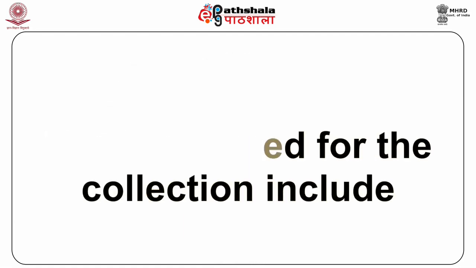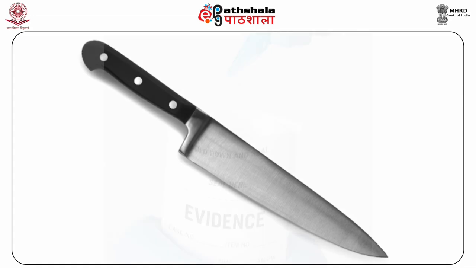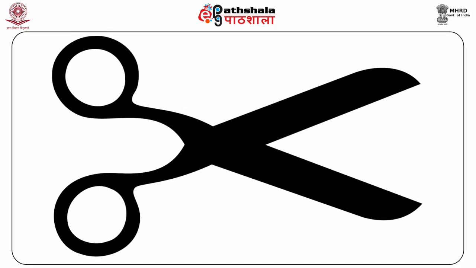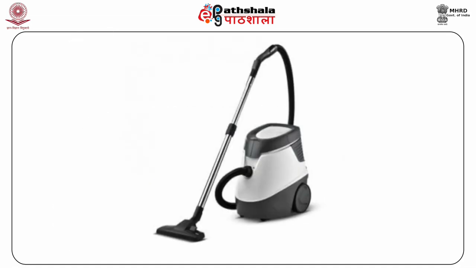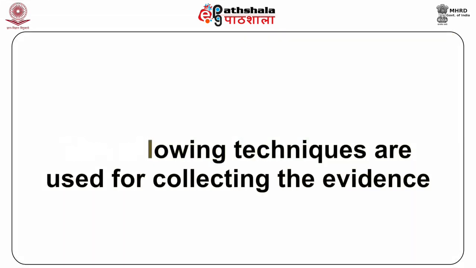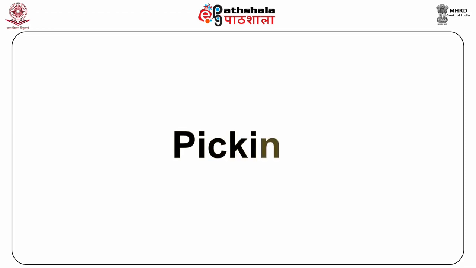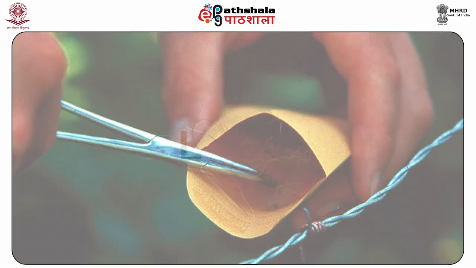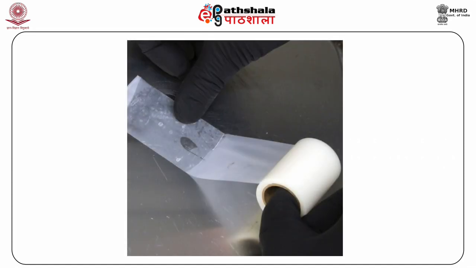The tools used for the collection include knife, tweezers, plastic containers with lids, scalpel, scissors, comb, filtered vacuum devices, ultraviolet light, etc. The following techniques are used for collecting the evidence. Picking. The evidence is separated from an item using clean forceps, tweezers, scalpel, knife, etc. Lifting. An adhesive such as a tape is patted or rolled on the item, causing the trace material to stick to the tape without overloading it.